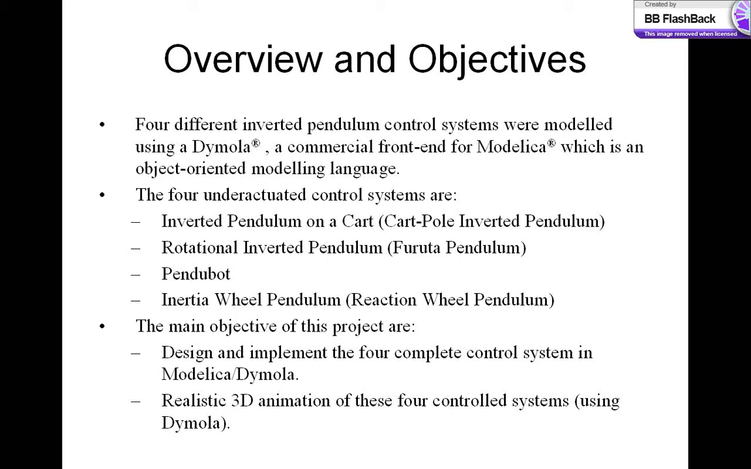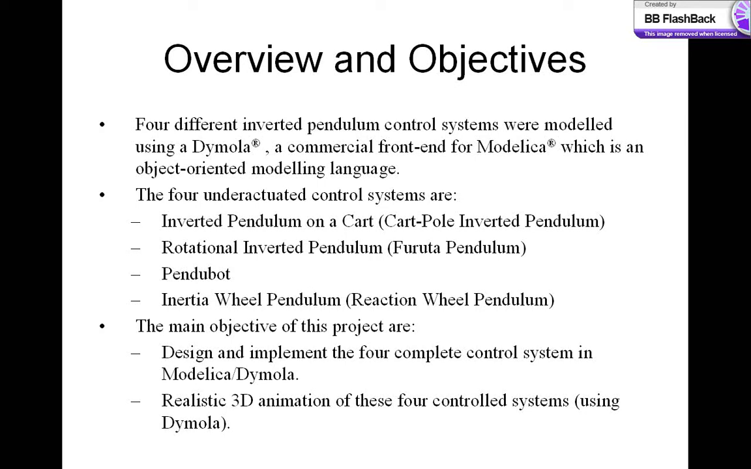These inverted pendulums are underactuated. In underactuated systems you have one motor controlling 2 things. Generally you have one motor controlling a thing, and another motor controlling another thing. In underactuated you have one motor controlling 2 things.